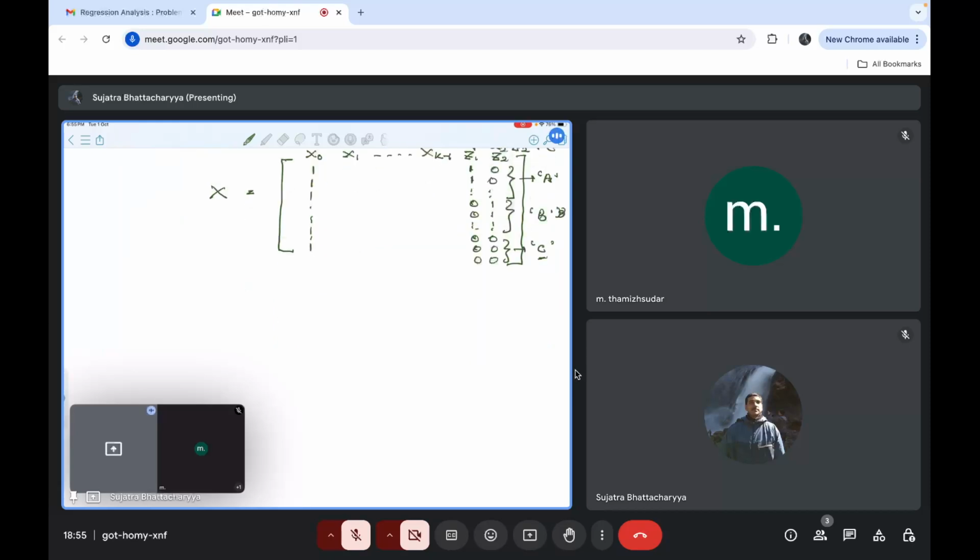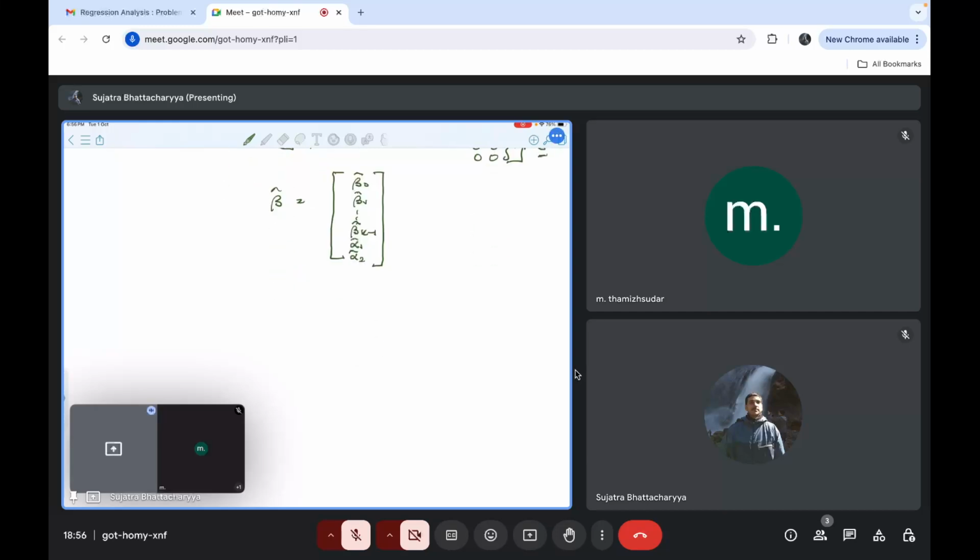And then a similar thing. But now what will be your beta hat matrix? It will consist of everything: beta naught hat, beta 1 hat, and so on, beta k minus 1 hat, and then alpha 1 hat and alpha 2 hat. Okay, so these are now my new beta hat matrix for three sets of data. So based on that, can we now write the equations of the A set of data, B set of data, and C set of data?